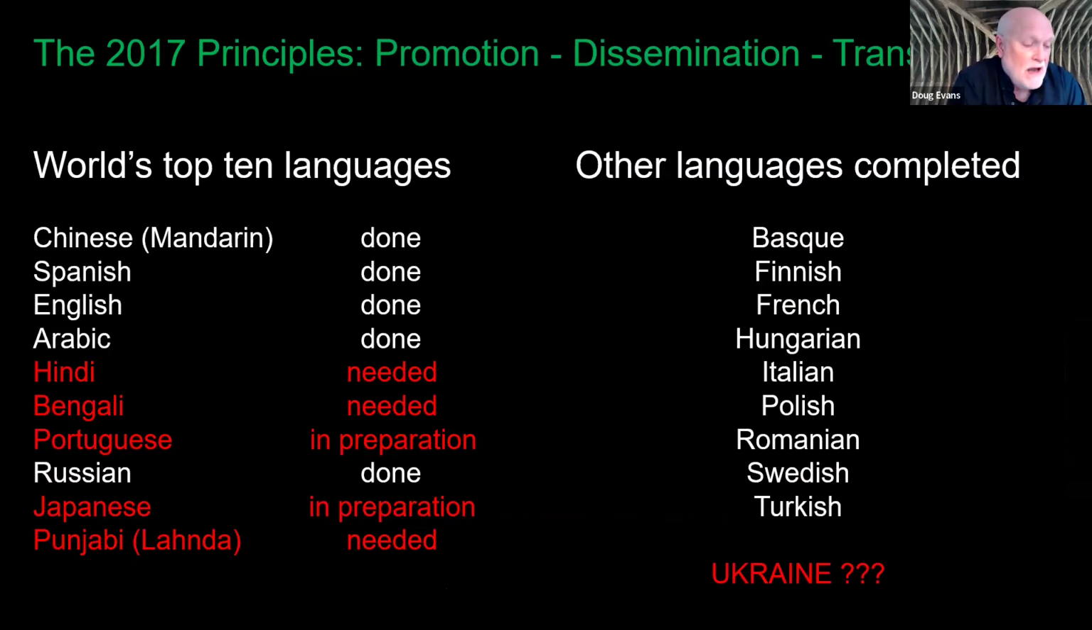So, how has ICOMOS been promoting the 2017 principles these past years? Since they were adopted in Delhi, the 2017 principles have been translated into 14 languages, including 5 of the world's top 10. You will note that we do not yet have a Ukrainian language version. We need one.